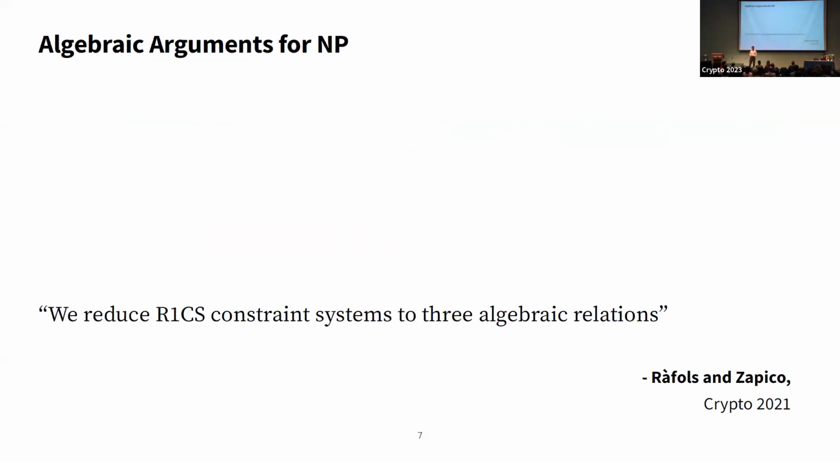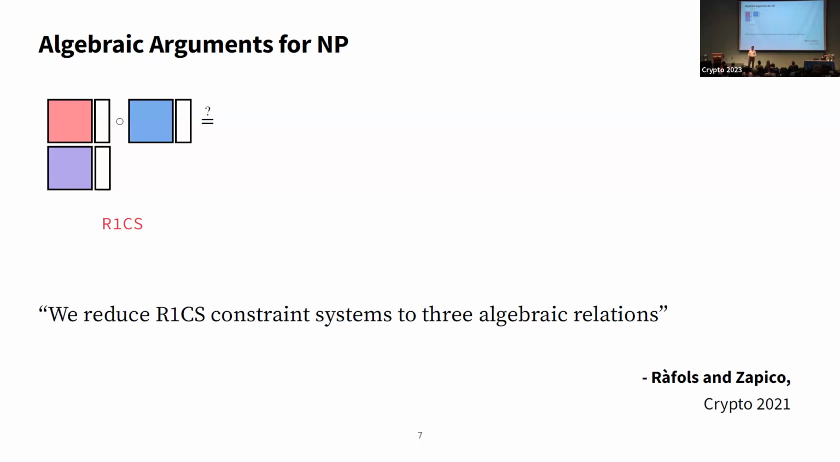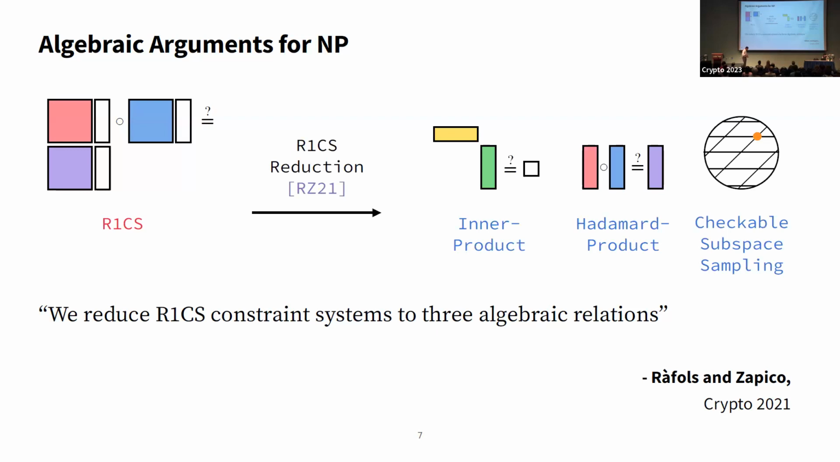This idea of an interactive reduction also shows up in places where you wouldn't immediately expect it. Just recently, Ràfols and Zapico showed that many modern arguments reduce the task of checking R1CS, a popular characterization of NP, into the task of checking several smaller algebraic claims. And what they observed is that many arguments interactively reduce the task of checking an inner product, a Hadamard product, and a task of checking that a vector was sampled correctly from a subspace.